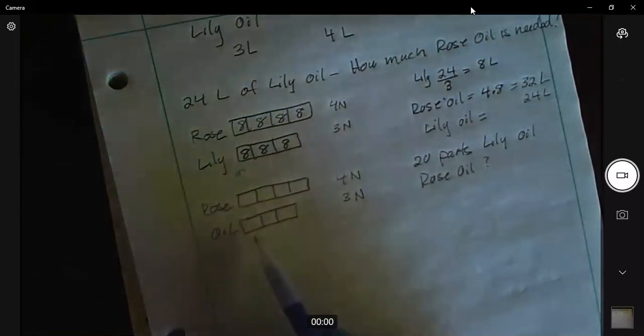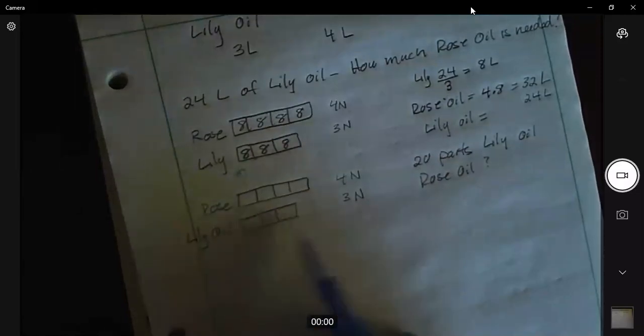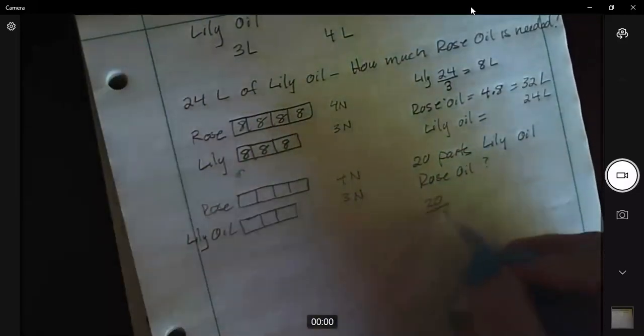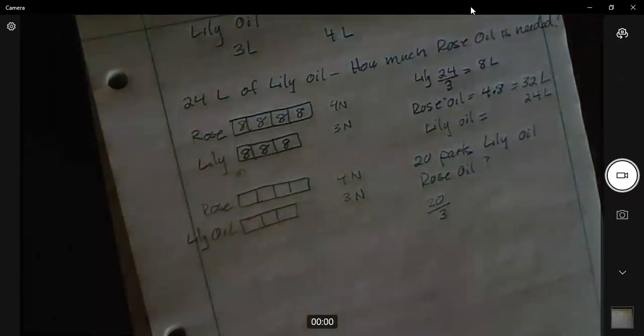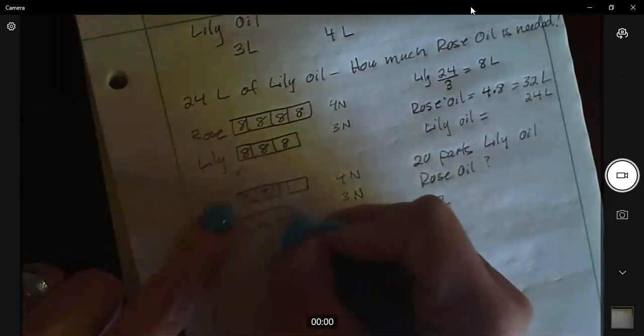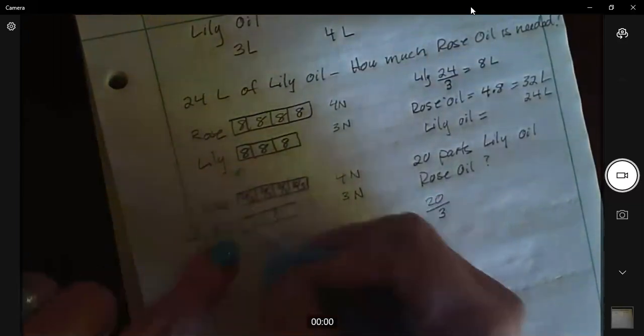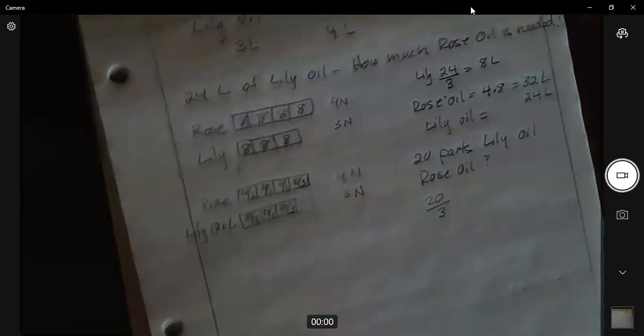So if we have 20 parts lily oil, and we have 3 parts, so let's take 20 divided by 3. And I would probably just leave it as a fraction like that. You don't have to put it into a mixed number. Now later, when you get a final answer, that might be good, because you can see how many wholes there are and how many parts. But when I'm dealing with it like this, I would probably leave it as a fraction. So we know each of these are 20 thirds. Okay, so each of those are 20/3.